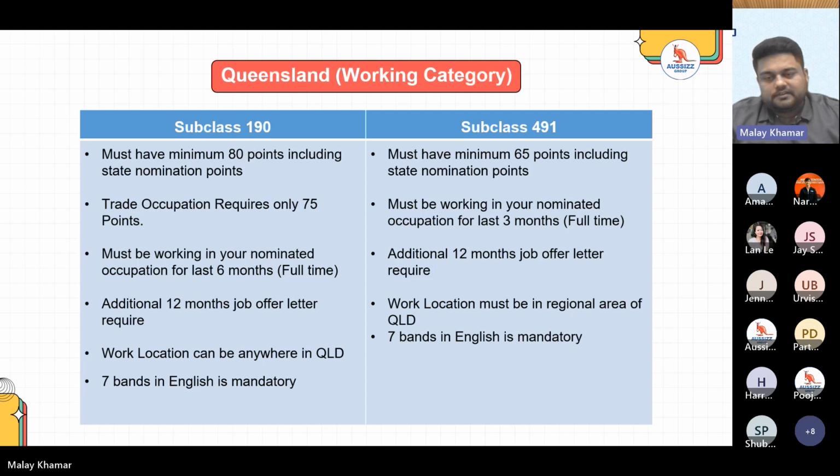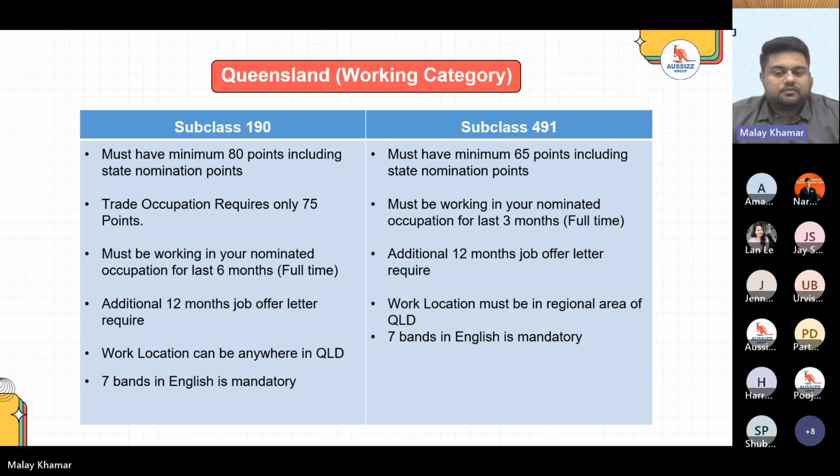Moving on to the 491 visa category under Queensland living and working. If we look at the scenario, the minimum points criteria is only 65. So you don't need to worry about higher points, compared with the 190 visa. The 491 visa is very easy to apply for. At least you need 3 months of job experience in your particular field. Now, how do we consider the relevant field? They will look at the unit group. If your unit groups are the same, you can apply with the same experience of 3 months for the 491 visa.